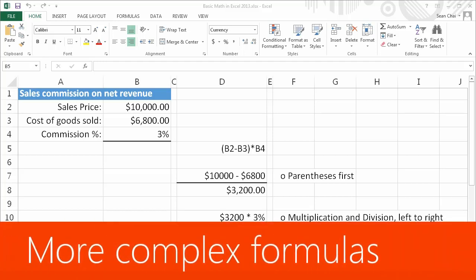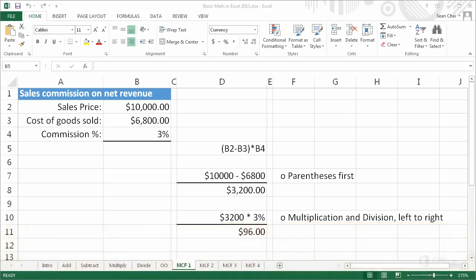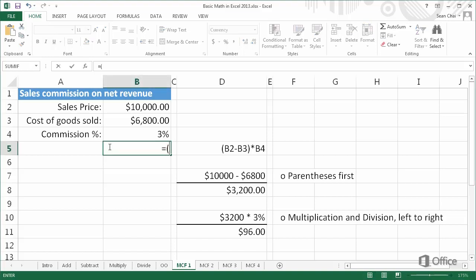Now we'll create more complex formulas using multiple operators, cell references, and functions. We're going to calculate the sales commission based off of the net revenue. To do this, I take the sales price and subtract from it the cost of goods sold. This is in parentheses to ensure it occurs first. I then multiply the net profit by the commission percentage in B4, 3%. This returns the commission.